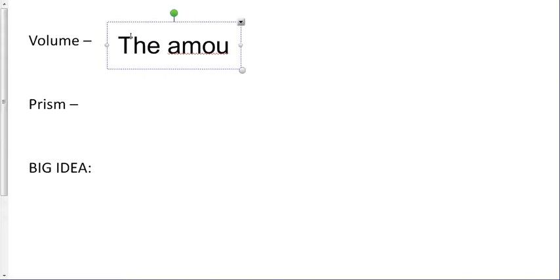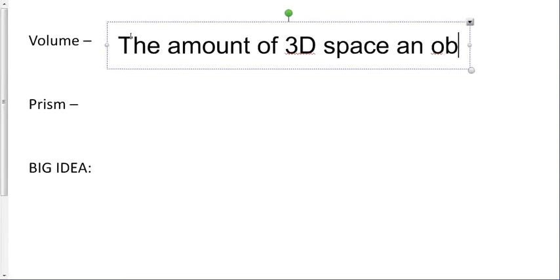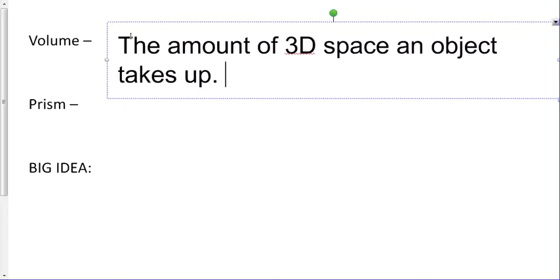So we are talking about volume of prisms today. But first we have to talk about what is volume. I like to think of it as the amount of 3D space an object takes up. The word you can think of is capacity, like a cup holding water: the more capacity it has, the more stuff you can put in it.